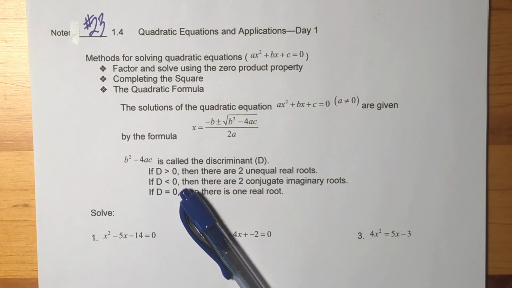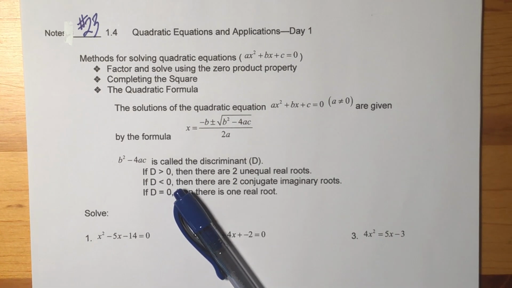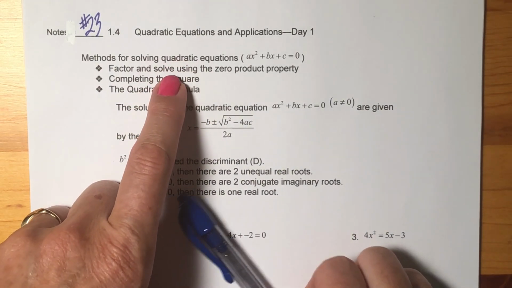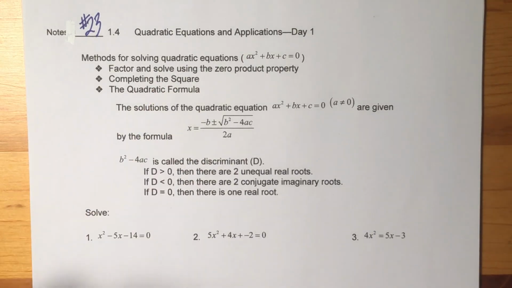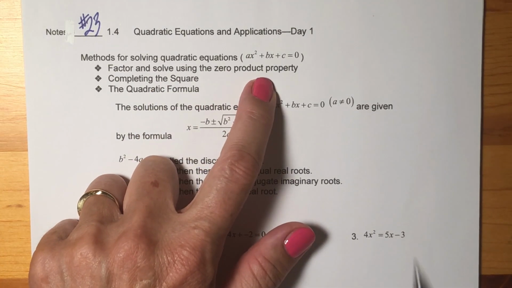We're on lesson 1.4 today. We're going to work with quadratic equations. All right, so I want to talk about ways we can solve quadratic equations. The first way we can solve it is by using the zero product property. You know and love this one. Anytime you can factor, it's the fastest way. You take all your factors, you set them equal to zero.